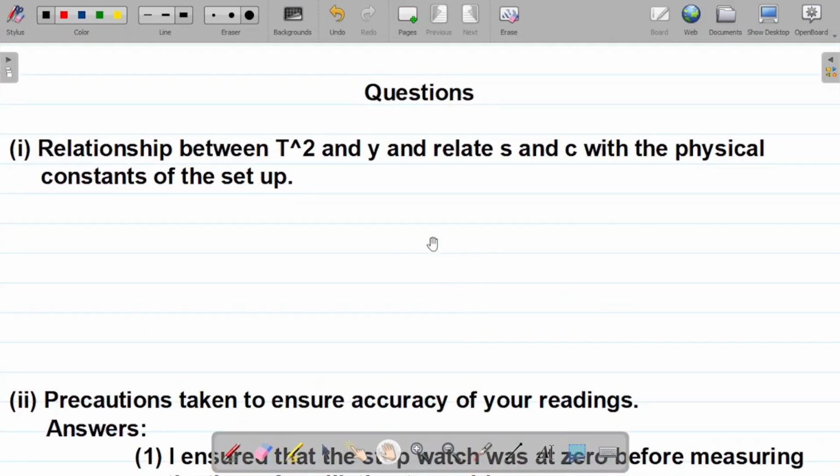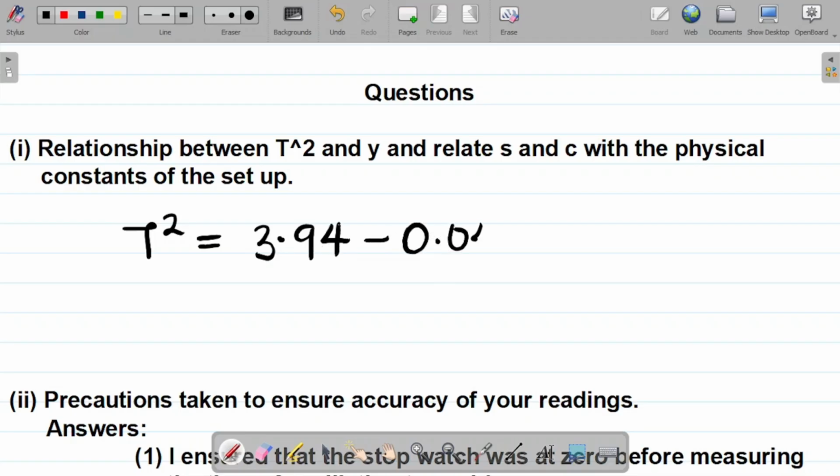All right, so the question solution, we've already answered this. We said for this one we had that c squared is equal to 3.94 minus 0.04 y. Already got this.